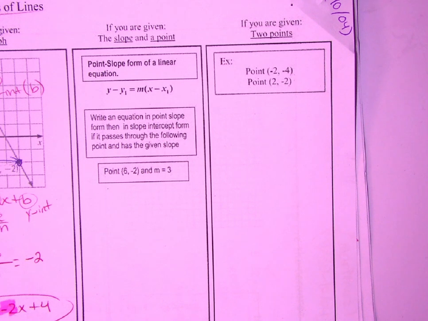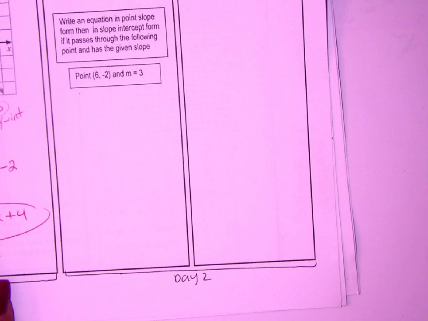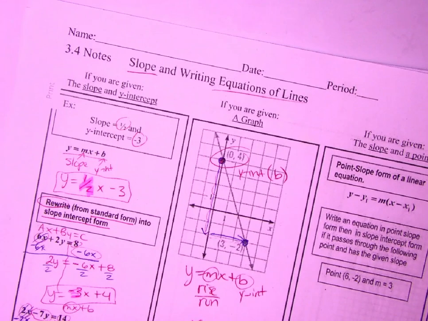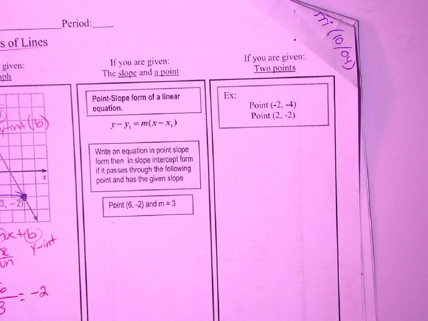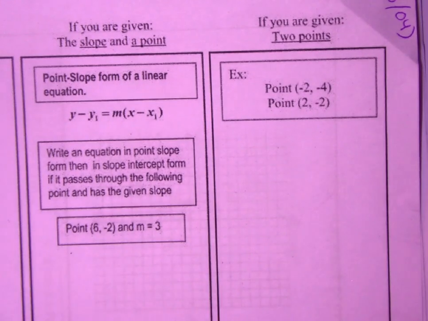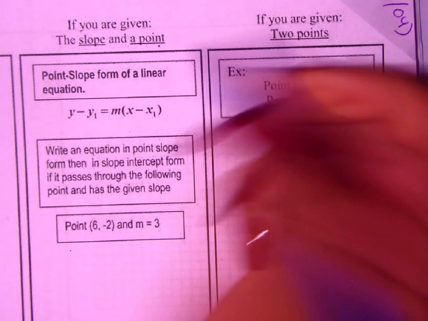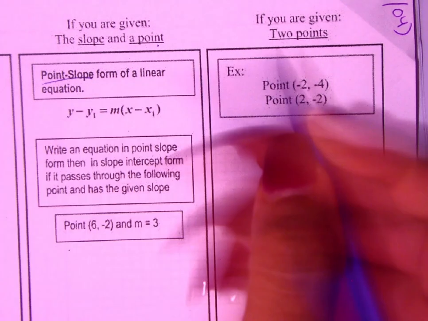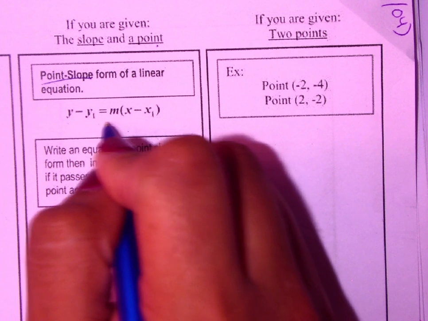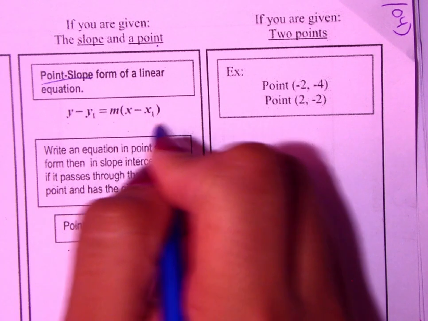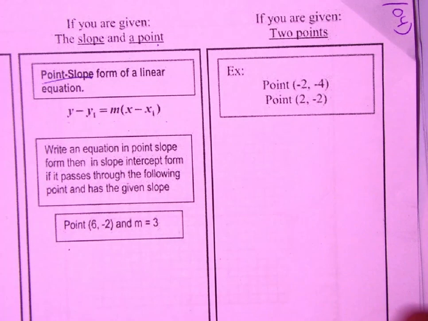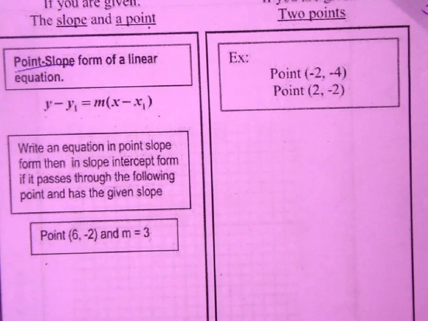All right, students, in this video, I'm going to go over day 2 of the notes on slope and writing equations of lines. In this section, we are focusing on writing equations if you are given a slope and a point, for which we're going to use the point-slope formula, y minus y1 equals m parentheses x minus x1. You saw this in Algebra 1, and this is just a refresher.